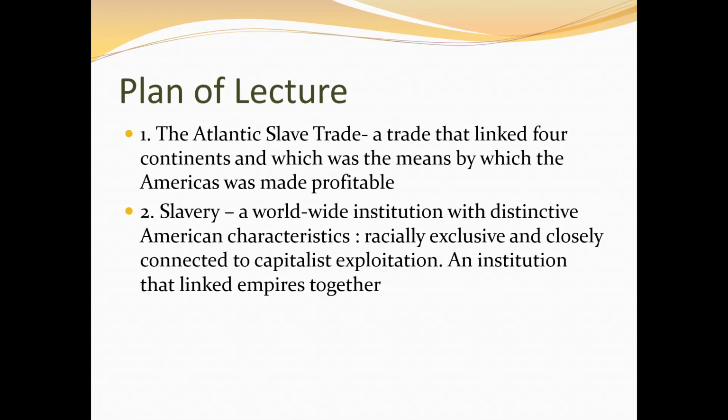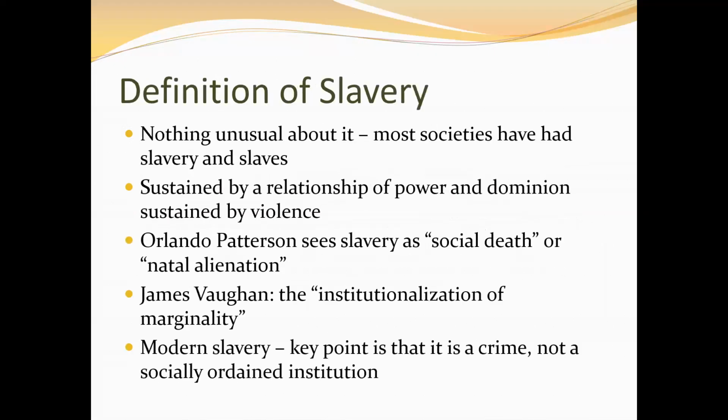Most societies at most times have had slavery. It's only very recently, from 1978, when Mauritania finally outlawed slavery, that slavery became illegal around the world. But of course, as we know, a large number of people, perhaps larger than in the period of the Atlantic slave trade, are in forms of coerced labor that might be considered slavery. So it is something which is not unusual. Most societies have had slavery and slaves.